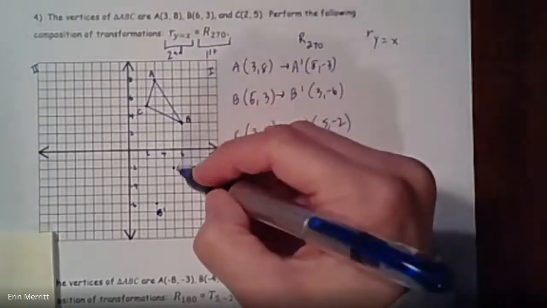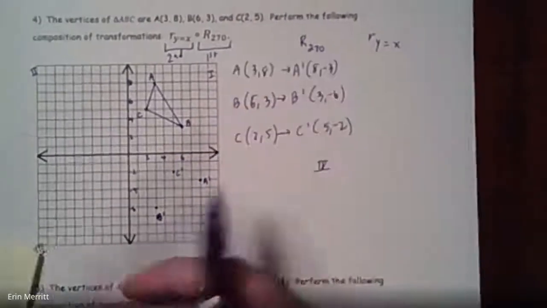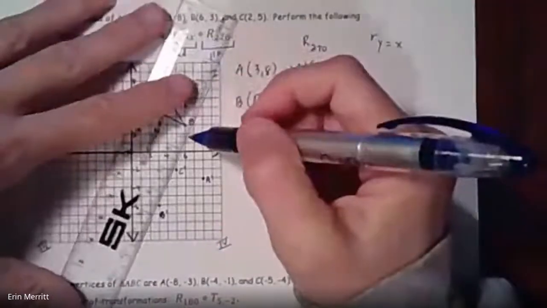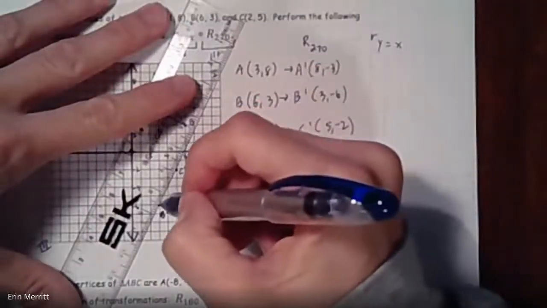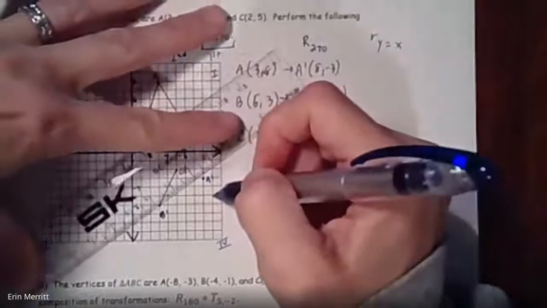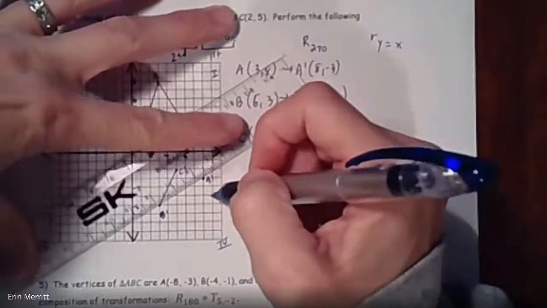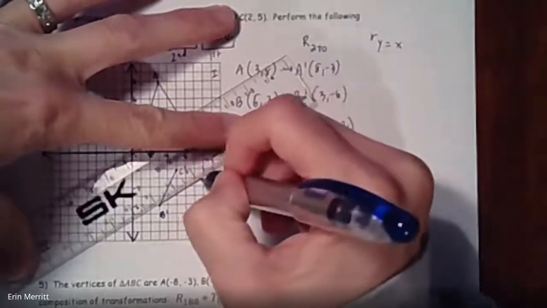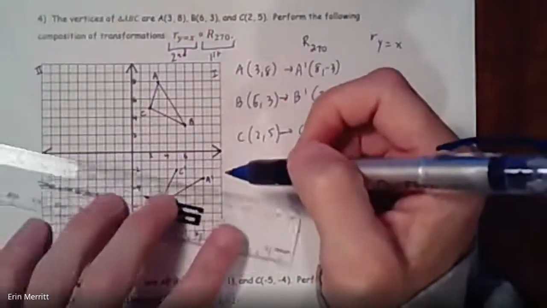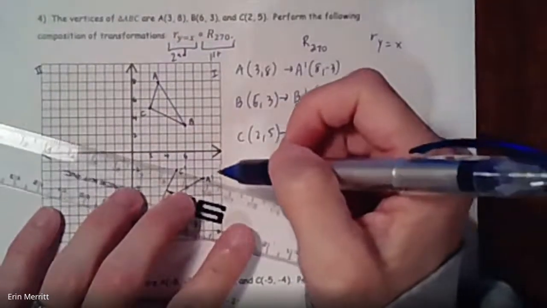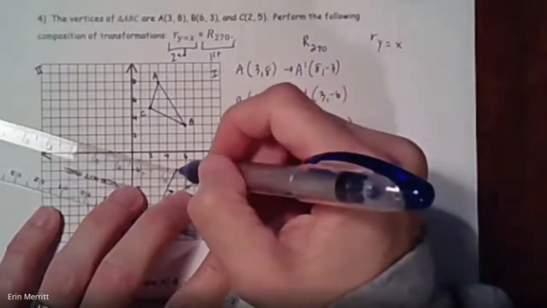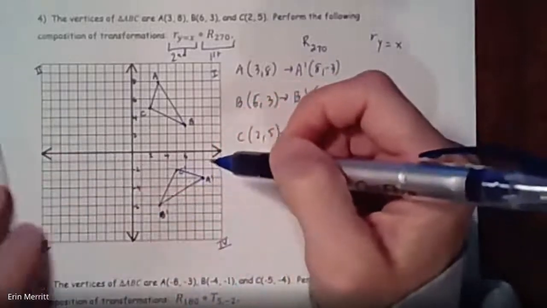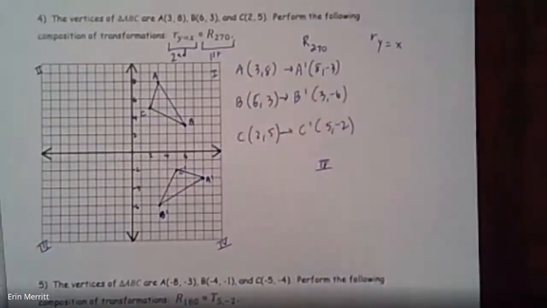Now, something you should notice, most of the homework that I've seen so far has been good, but if the shape changes, that's not good. Go back and double check what you graphed. These two transformations are both isometries, which means shape and size should stay the same. All right, so make sure visually that that's what's happening.